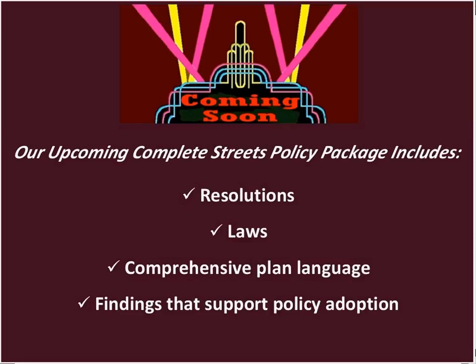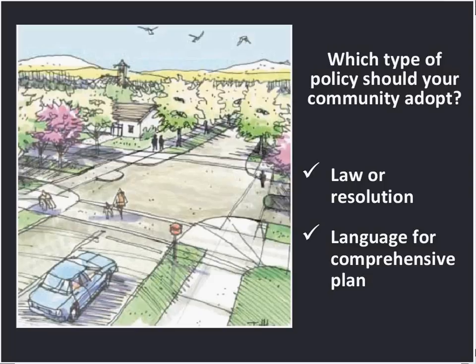We developed some model resolutions that a community can adopt, one for the local level and another that's appropriate for adoption by a state or by a county. We also developed some Complete Streets laws, and we have one that's a local law and one that's a state law. We developed language that can be inserted into a comprehensive plan to support Complete Streets, and we developed some findings that go along with the resolutions and the laws and explain the factual and legal reasons, providing factual and legal support for the adoption of that policy by the community.